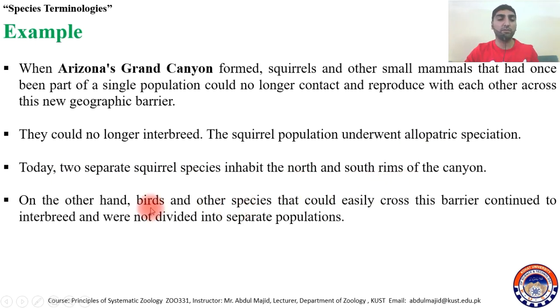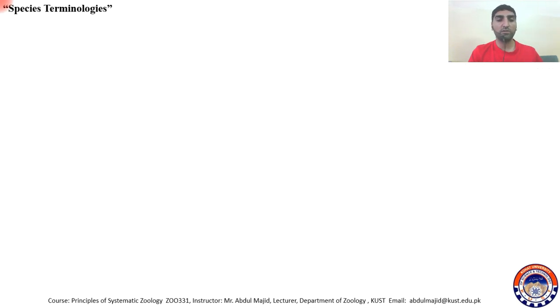So now they are very different from each other. On the other hand, birds and other species that could easily cross the barrier continue to interbreed and are not divided into separate populations. Because it's not a barrier for them, those animals which can fly, there was no problem, so they are fine. But because the two populations of the squirrel were not able to interbreed, they speciate.